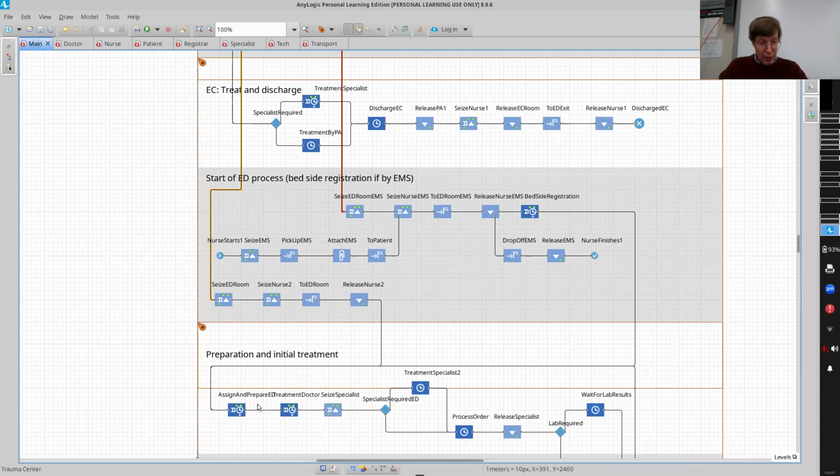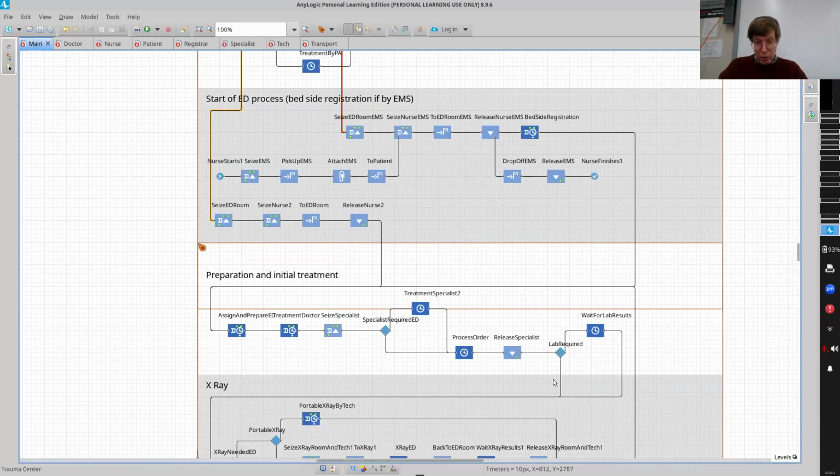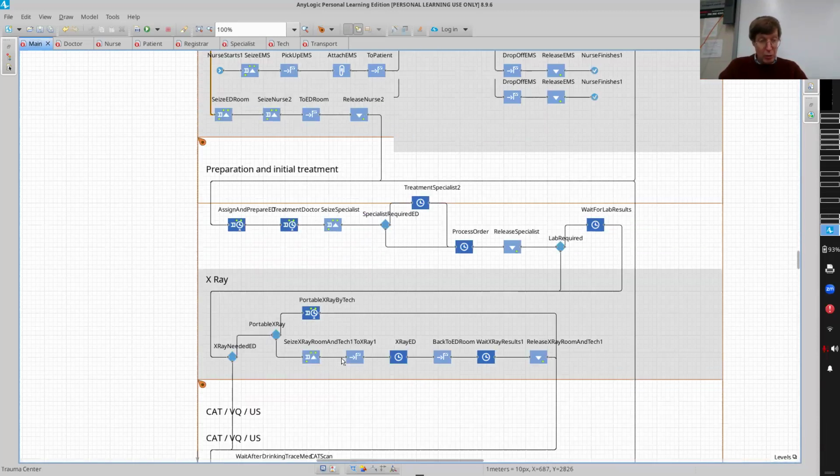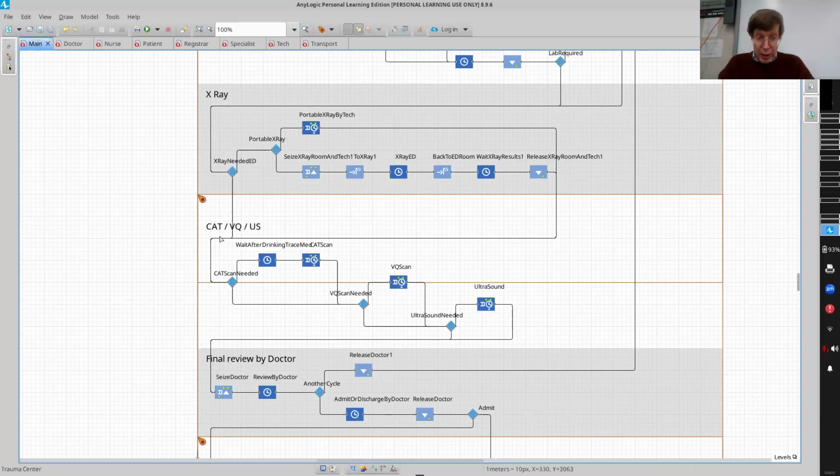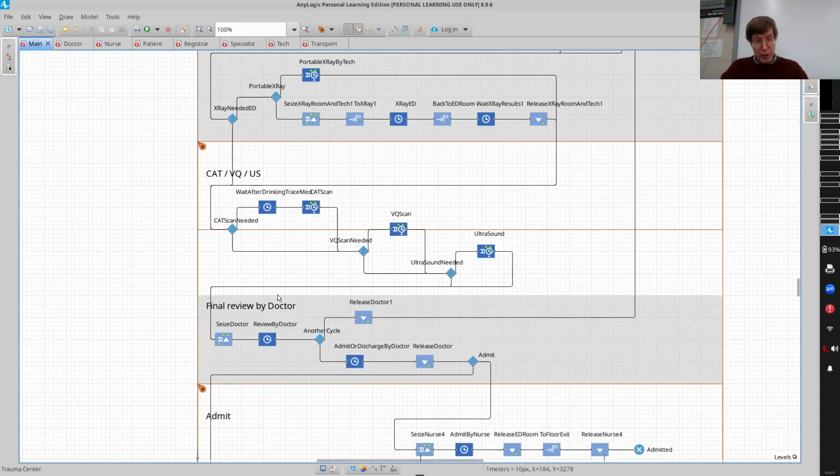They go to the room and they go through a workup, and potentially a specialist is required. It may be that certain orders are required. It may also be that some imaging is required. And under certain circumstances, more specialized imaging, such as with CAT scans, VQ scans, which I believe are used to capture elements of perhaps pulmonary embolism or heart issues. I can't recall. And ultrasound scanning is conducted.